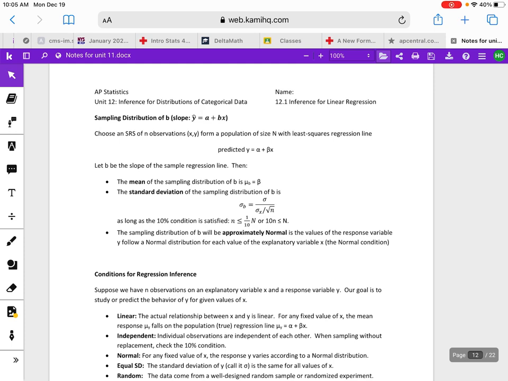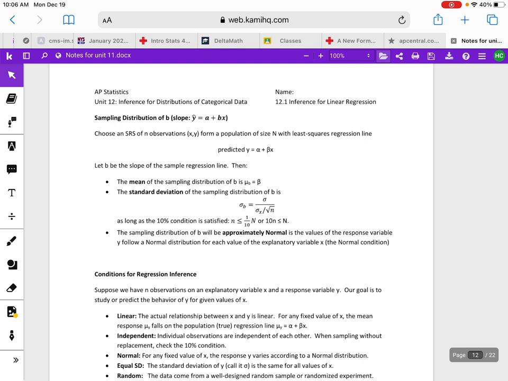So one of the last topics that we're going to be talking about is going to deal with slope. This is going to feel like a bit of review from chapter 3 when we started talking about linear regression and all of that. But this specific section will be on inference methods that we can use for slope.